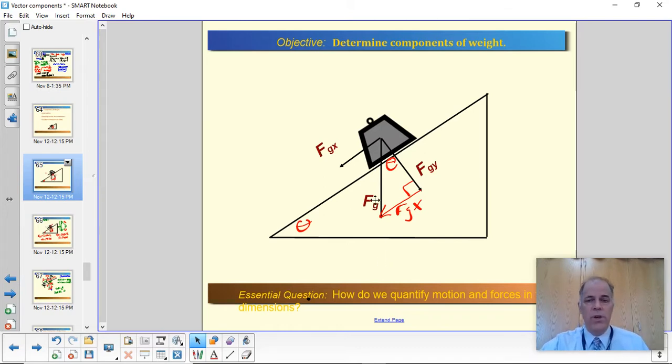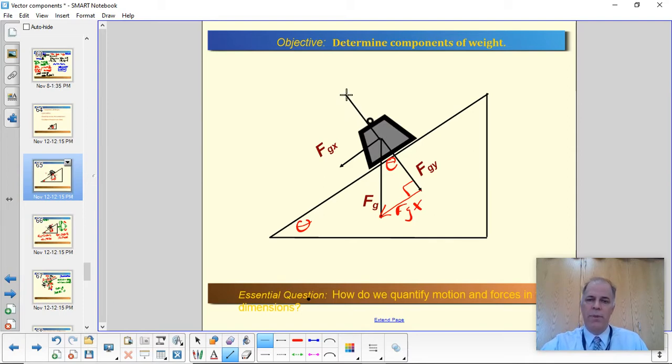And what we want to do is figure out what the components of that weight are that are trying to drag the thing down the slope, and what the component is that is kind of driving it straight into the ramp. Okay, so if we take the, we put another vector up this way.